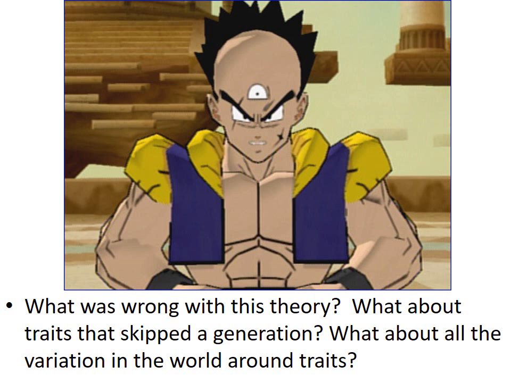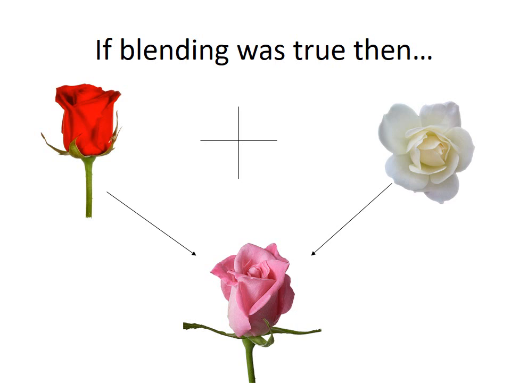Scientists essentially didn't like this idea because there were many traits that skipped a generation. They were seen in parents but not in the kids. There were also many variations of different traits worldwide, so there's no way all those variations could be accounted for by the blending theory of inheritance. Here's just another example to show that blending is not always the case.